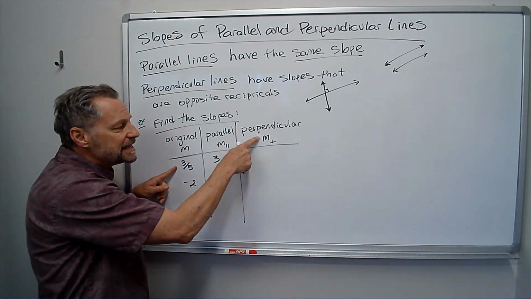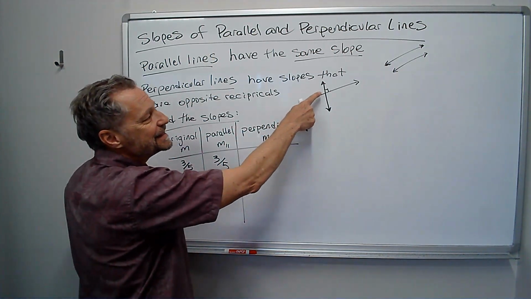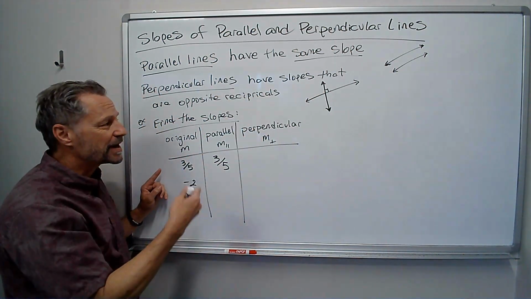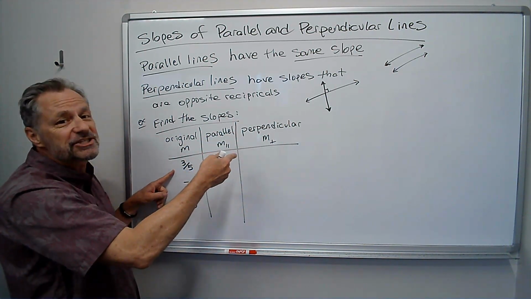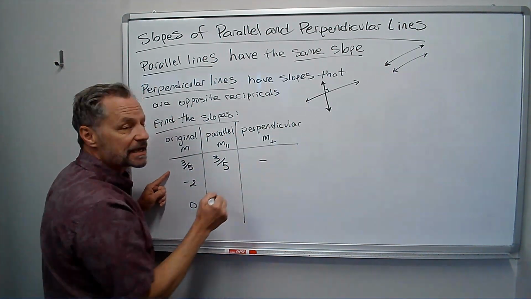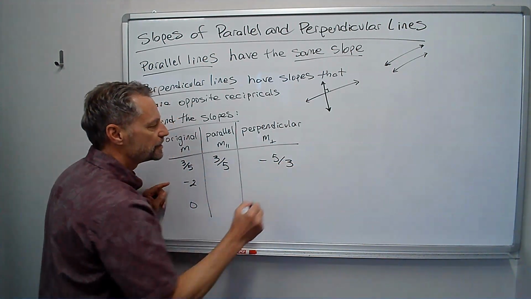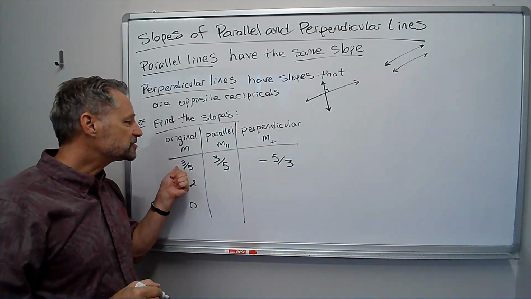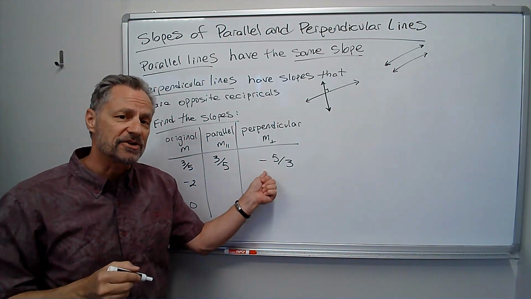If they're perpendicular, we use a little perpendicular sign, a little right angle, because they cross at right angles. So I flip that over and change the sign. Remember, the opposite means you change the sign. This was positive, so this can be negative, and I flip it over. The reciprocal, -5/3. So if my original slope's 3/5, parallel is 3/5, perpendicular is -5/3.